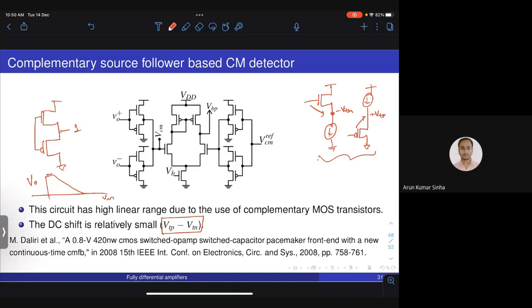So what is done is you have one source follower amplifier for the positive input, one for the negative input, and tie them both together, so that will basically produce the averaging through the output impedances of these two source followers. That will give you the VCM detected. And for keeping symmetry, you pass the reference also to the same kind of buffer, and then you compare and drive the error signal.